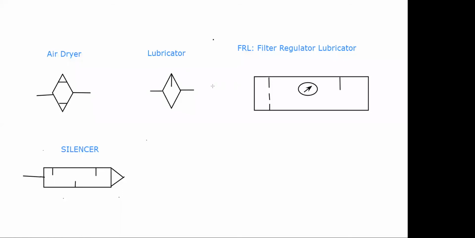Now we are going to see the symbols for direction control valves. Symbols of direction control valves.